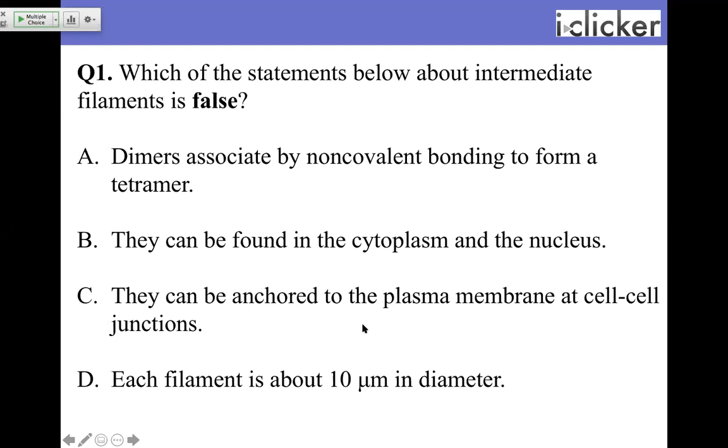Right, so this is just kind of a reminder, make sure that you're reading carefully when you have choices in multiple choice questions. 10 in diameter, correct. 10 what, right? 10 nanometers, that's a different unit than micrometers.